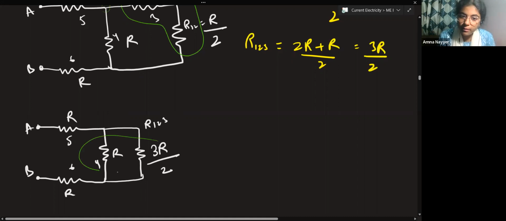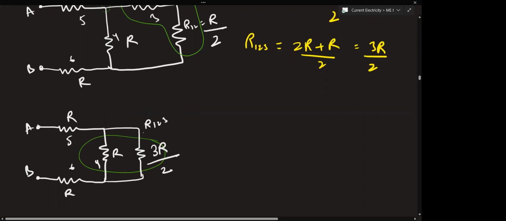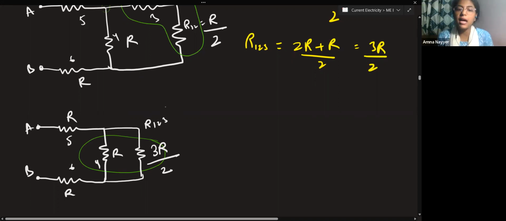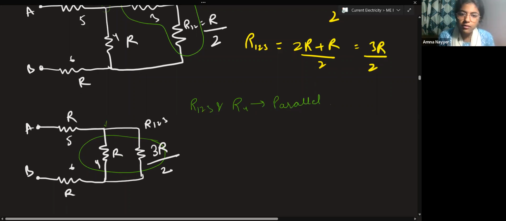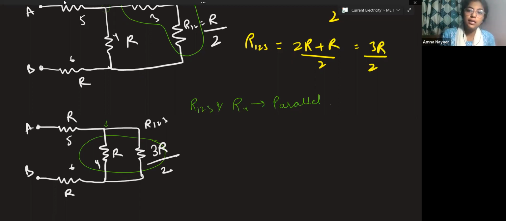Now, can you tell me how are these two connected? Parallel combination. Perfect. So R1, 2, 3 and R4 are both connected in parallel. How can you identify whether they are connected in parallel? Because here at this junction, the wire is dividing. One resistor is connected with the help of a wire, and this resistor is connected with the help of a second wire. That's how you can identify easily whether they are connected in series or parallel.